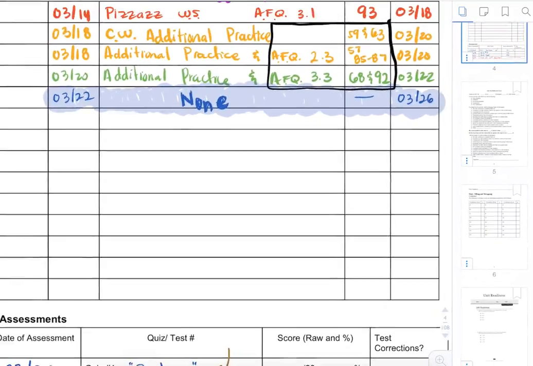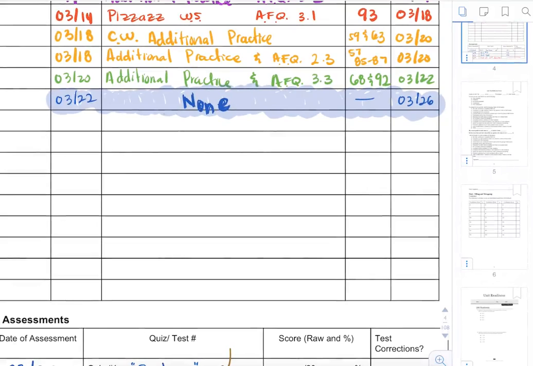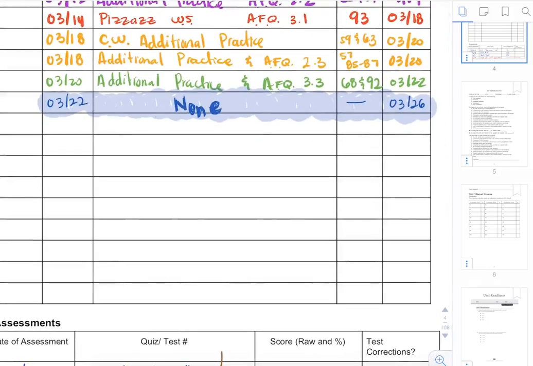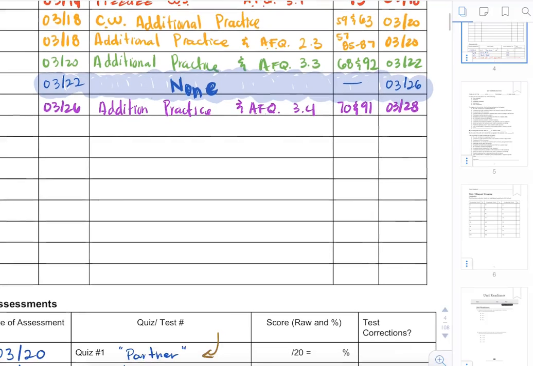Okay, your homework is, purple, let's do purple next. Your homework is 0326. Your homework is additional practice section, additional practice, and AFQ for 3.4. We're doing page 70 and 91. Do 0328. Okay. Pause it if you need to. I'm going to move on.